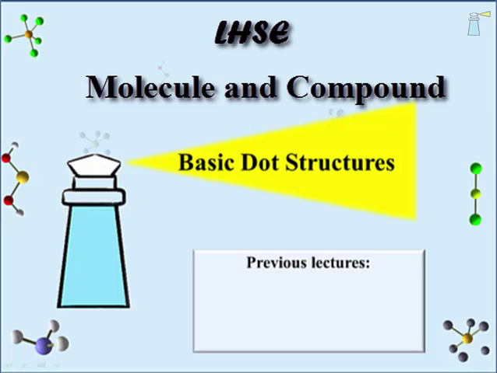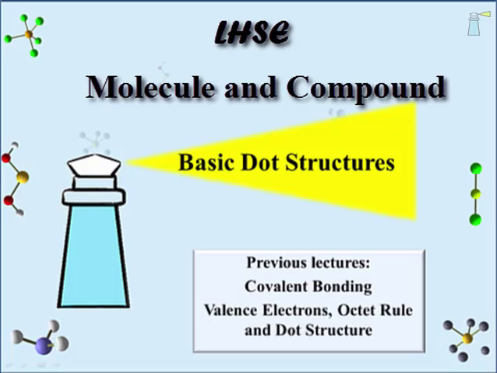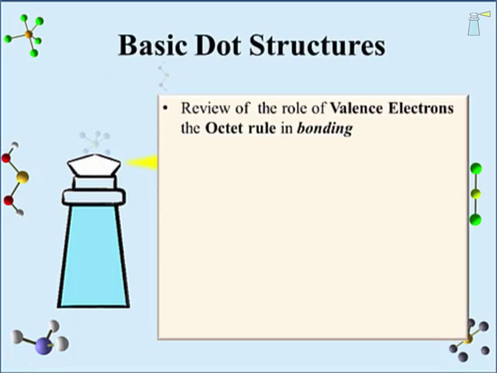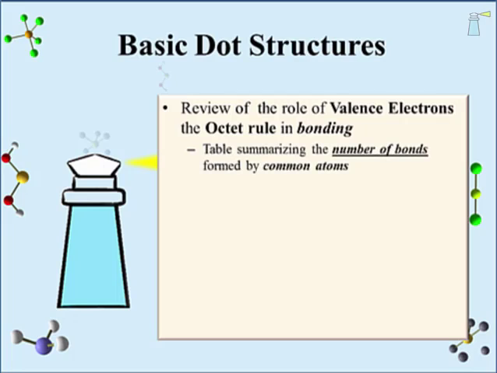Material in this lecture relies on an understanding of the previous lectures, covalent bonding, and valence electrons, octet rule, and the dot structure. Our lecture begins with a review of the roles that valence electrons and the octet rule have in covalent bonding. This will provide the base for building molecular dot structures. This review is summarized in a table giving the number of bonds formed by common atoms. Then it's on to the rules for determining a basic dot structure.